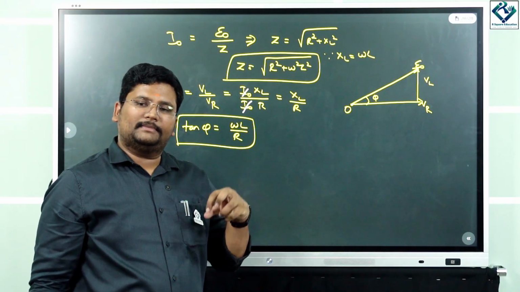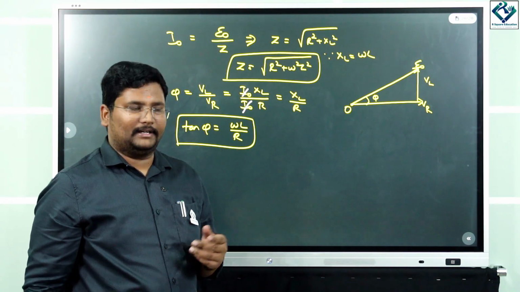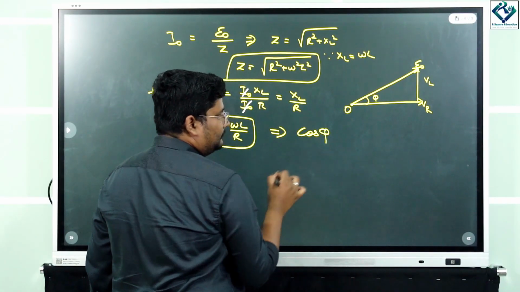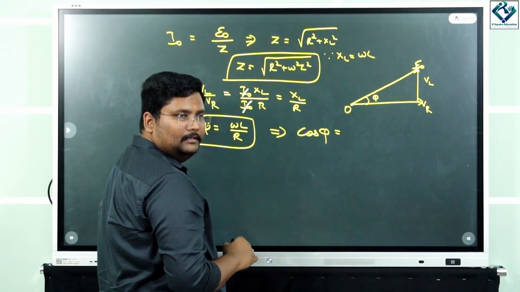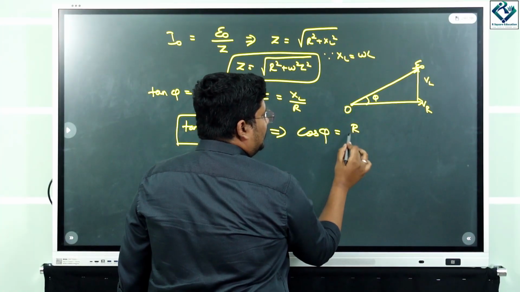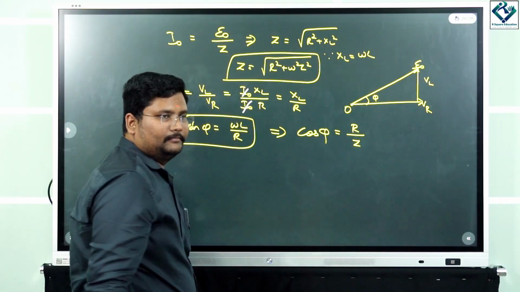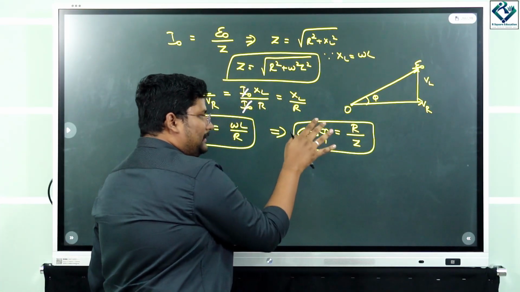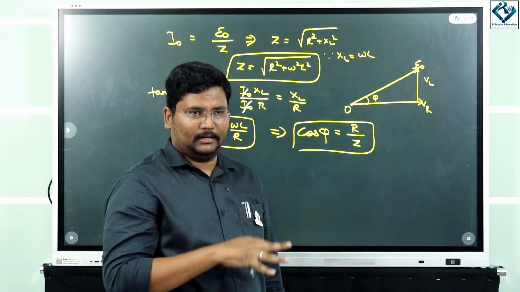Okay, and you have something called power factor. We can also find out cos phi. So cos phi is nothing but what? Adjacent by hypotenuse. Here the adjacent is nothing but R and hypotenuse is going to be Z together. Right? You can use this also to find out, but basically we use this with RLC. Okay, we'll see what it is.